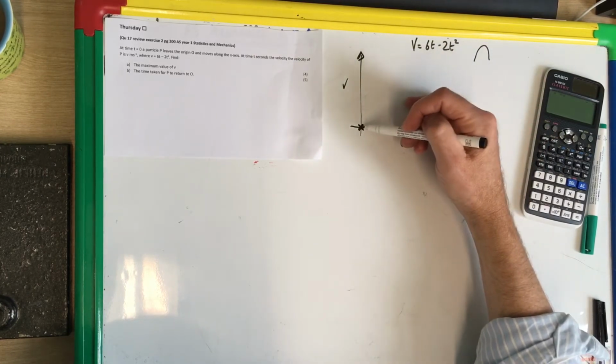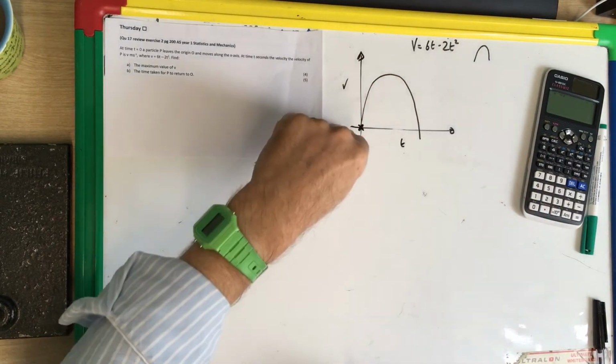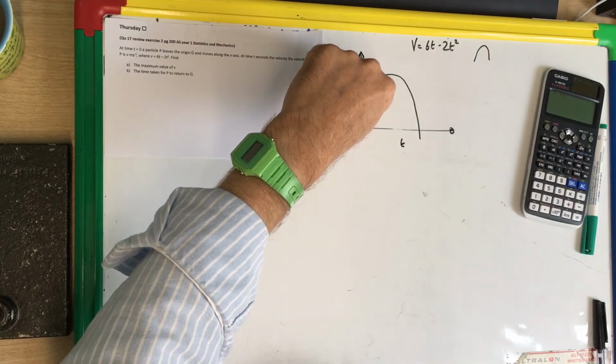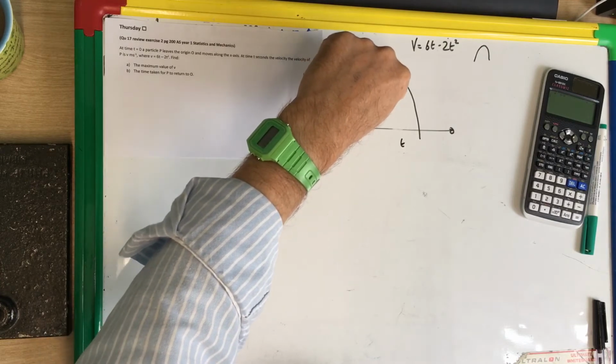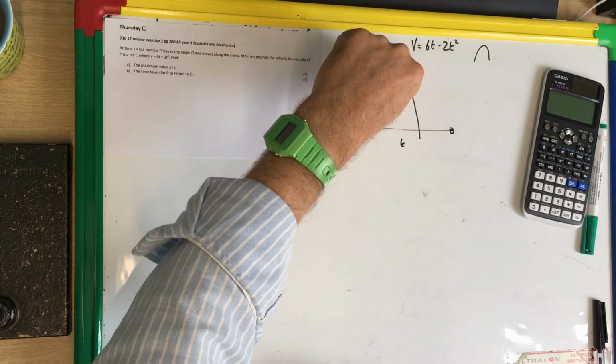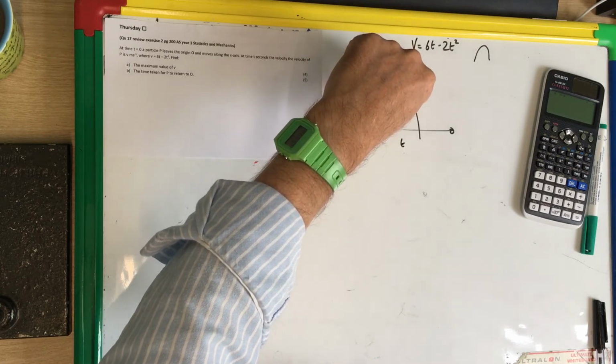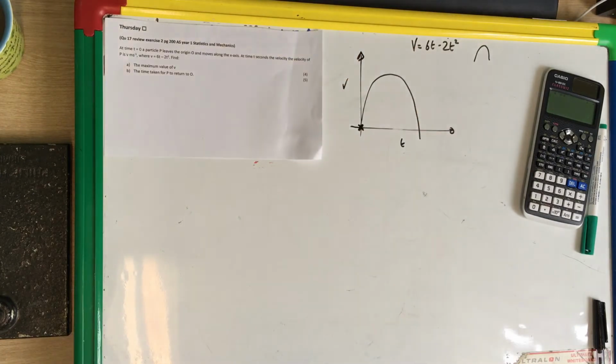And because it's a quadratic, it's symmetrical, isn't it? So it's going like that. Okay, so it's accelerating, but that acceleration is decreasing. The rate of acceleration is decreasing until it reaches a maximum velocity, and then it starts to decelerate. So the velocity comes down. So there we go.